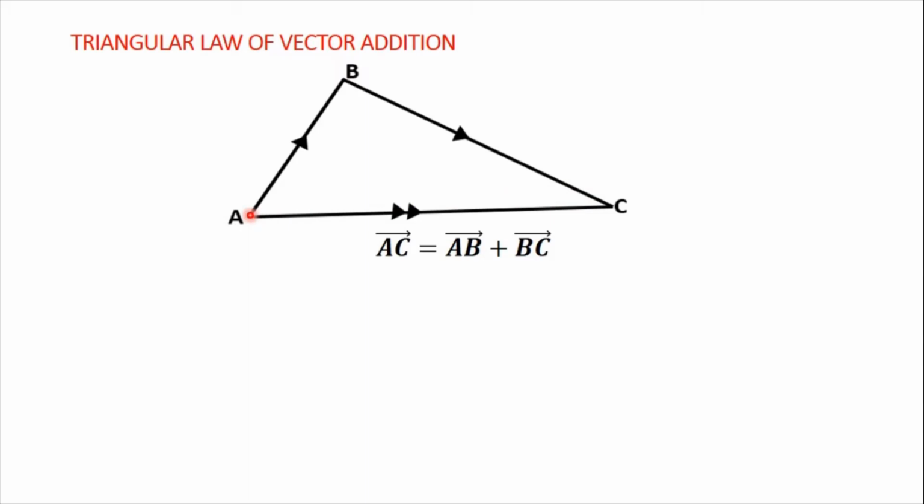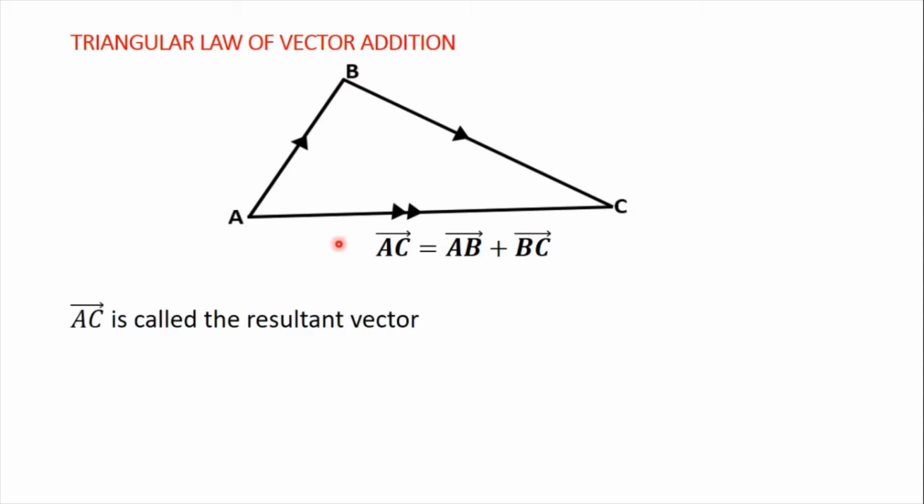If you have these 3 points A, B, C, the triangular law of vector addition says that vector AC is equal to vector AB plus vector BC. Now look at the direction of the arrows and the movement. You see that this arrow moves in this direction. So moving from A to C is equal to moving from A to B, then from B to C.